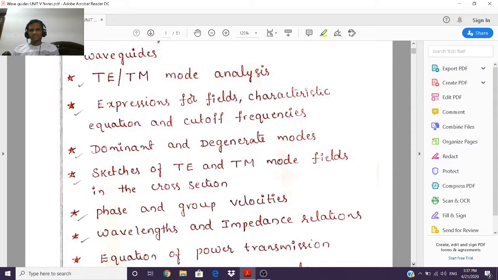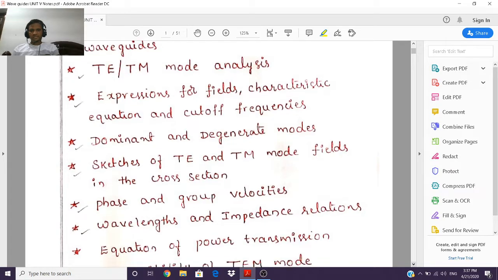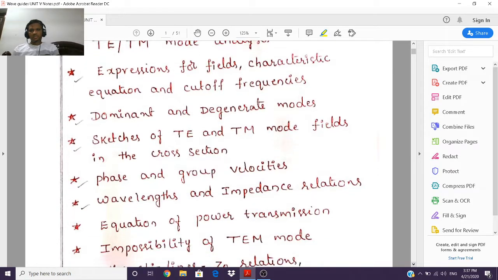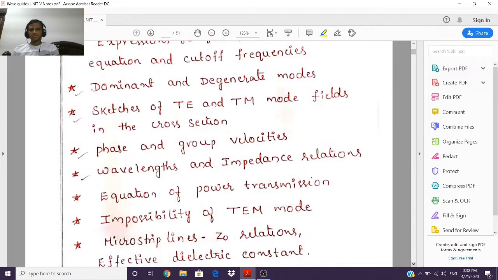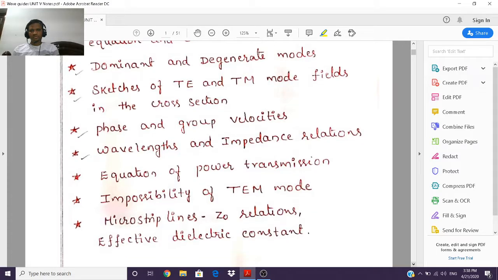In the expression of fields, we'll first find Ex, Ey, Hx, Hy, the field components in terms of Ez and Hz. Why? Because we'll consider the wave propagating initially in the Z direction. After finding the cutoff frequency, we'll see the dominant and degenerate modes in both modes of propagation. Then we'll see the sketches of a few of the transverse electric and transverse magnetic modes.